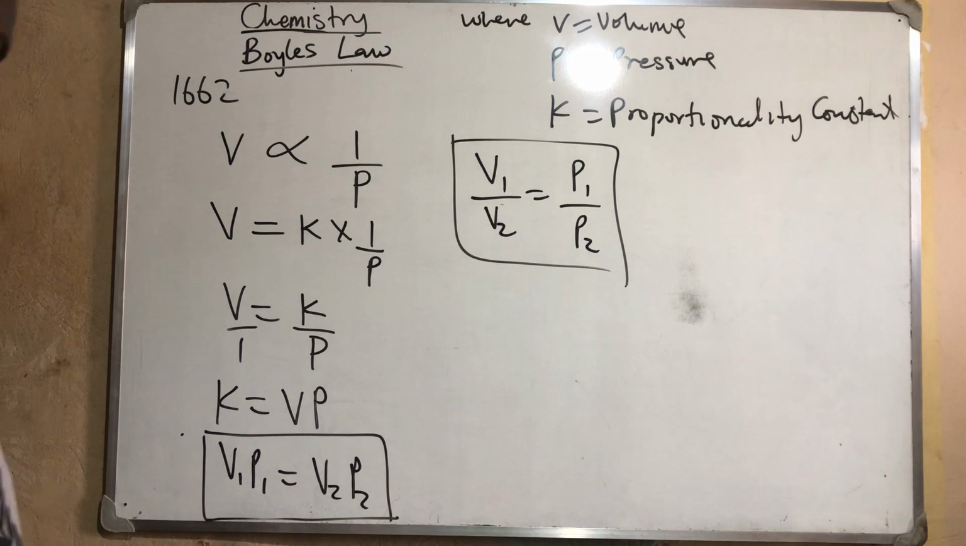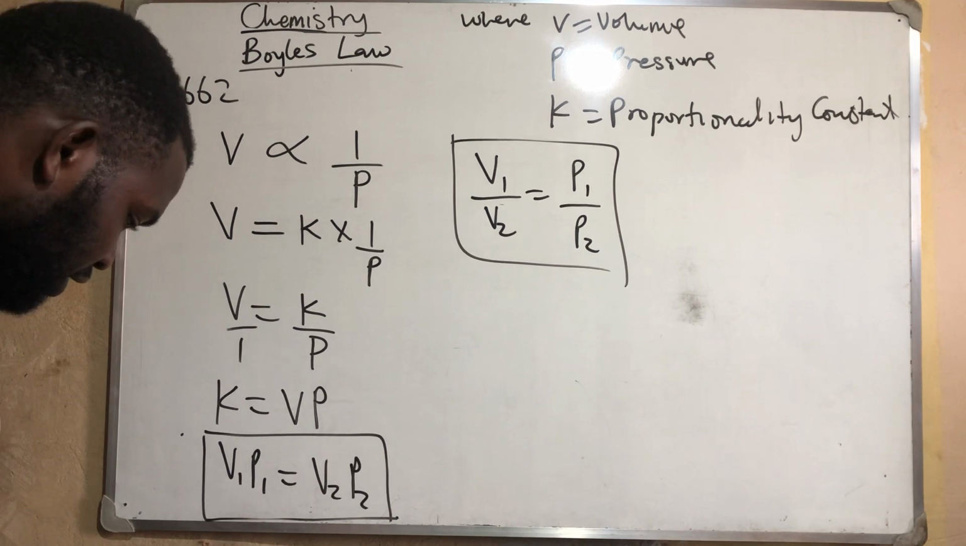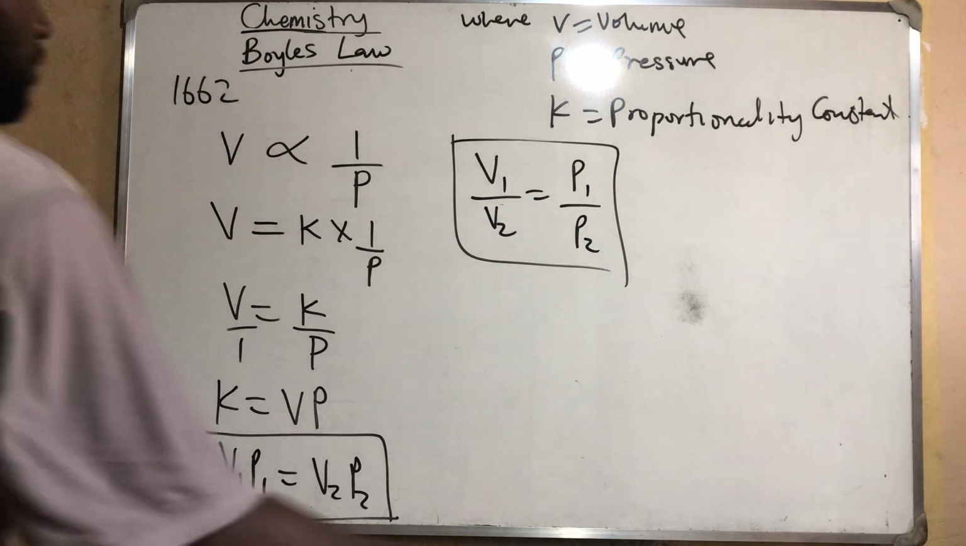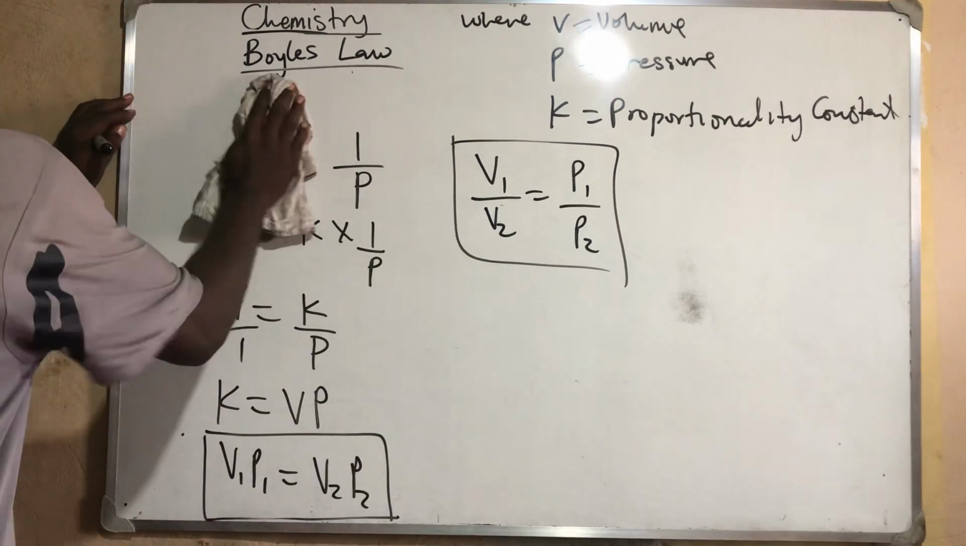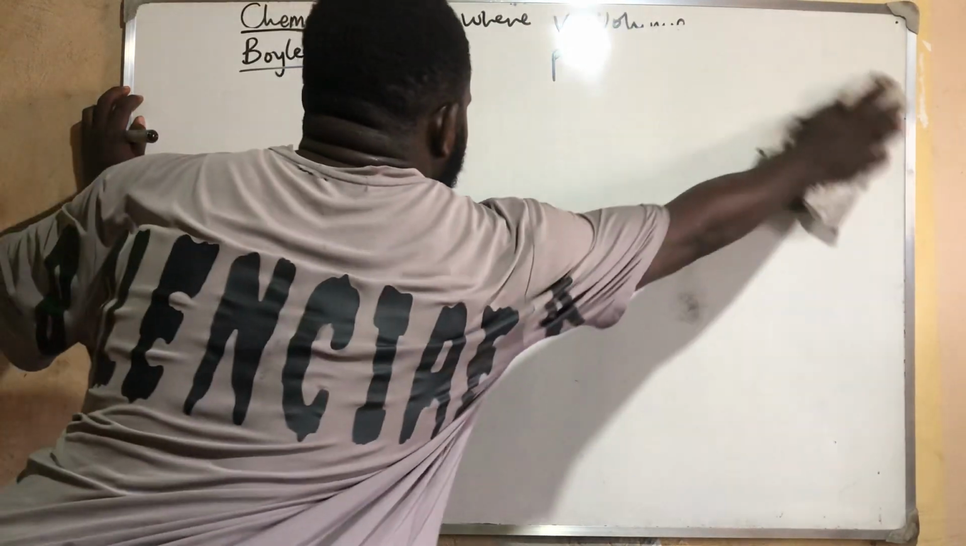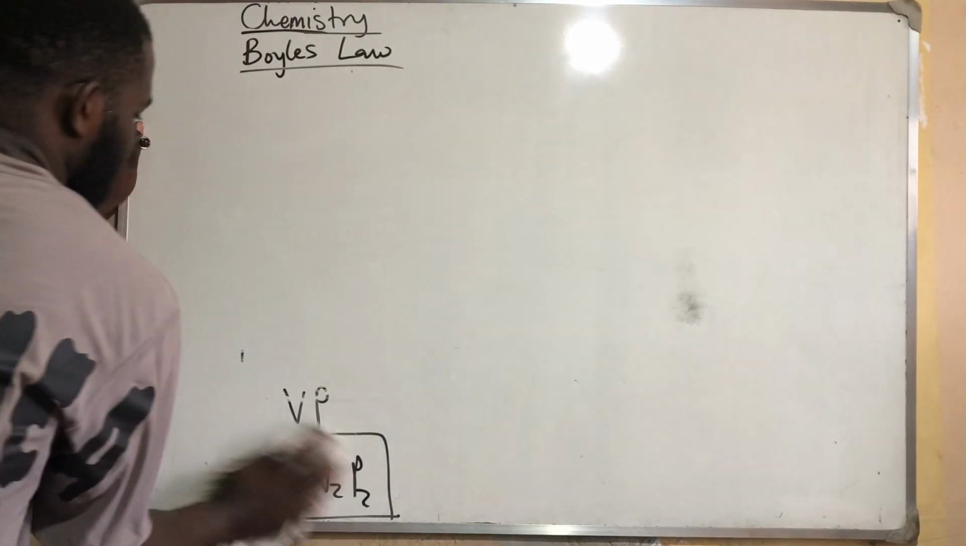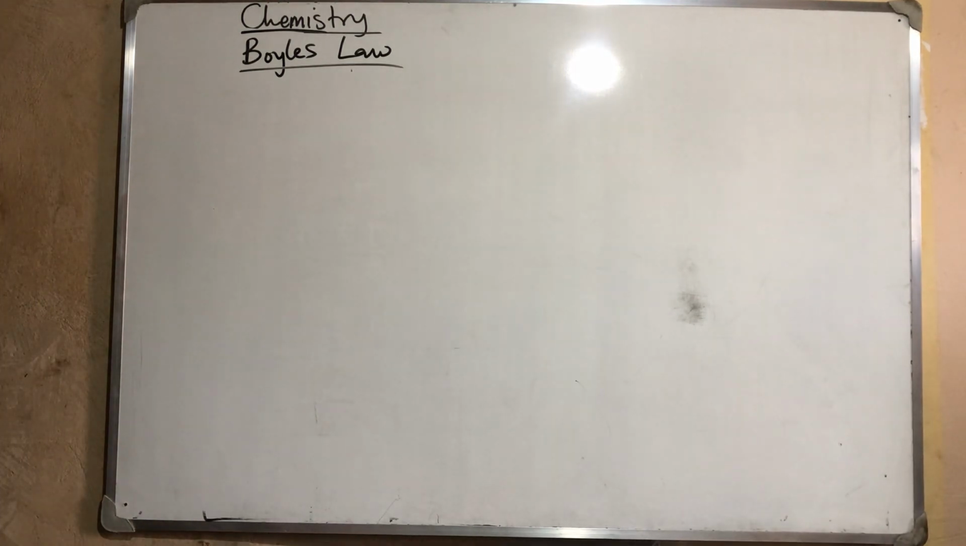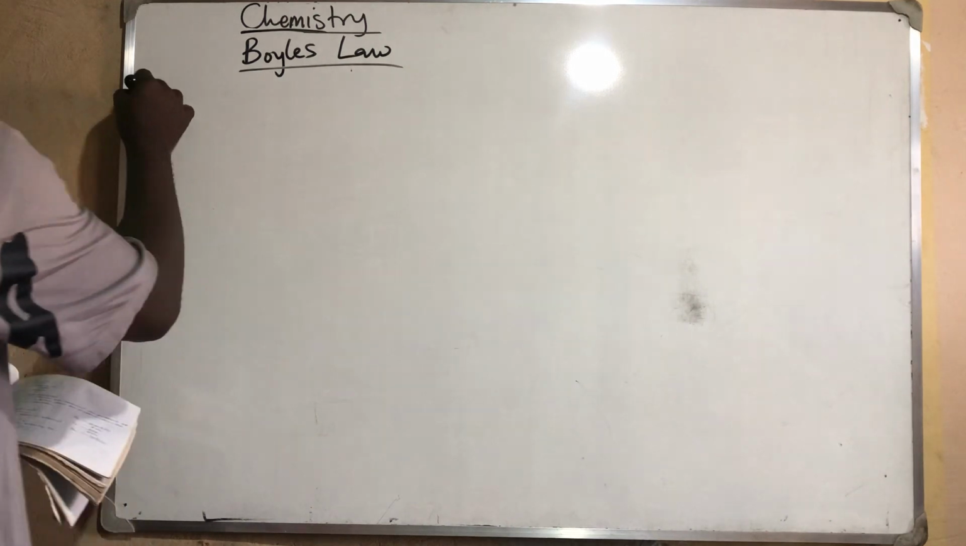Note that the proportionality constant K equally depends on temperature and number of moles. This means that the factors affecting Boyle's law are temperature and the number of moles. So note that, very important. They can ask you the factors that are affecting Boyle's law are dash and dash. It is temperature and the number of moles. So let us solve some calculations that will help us to understand this very well.